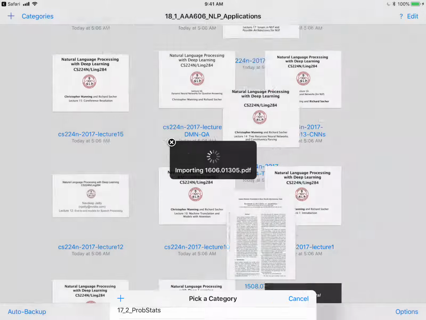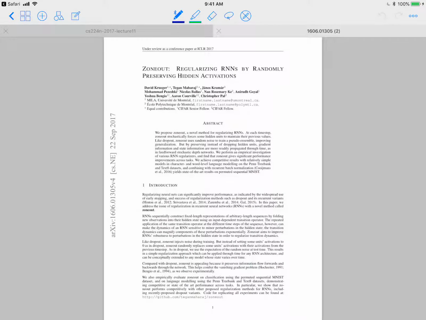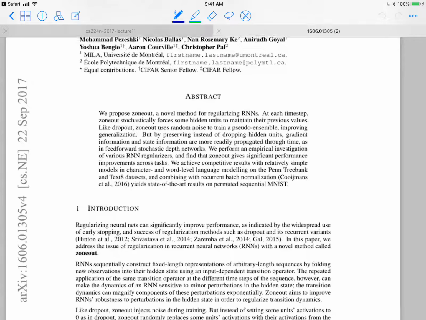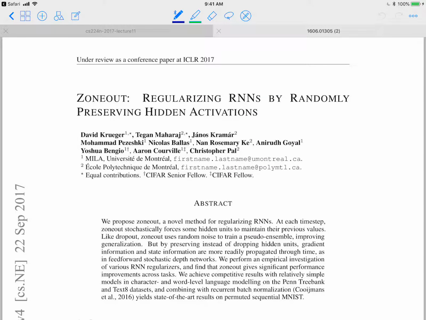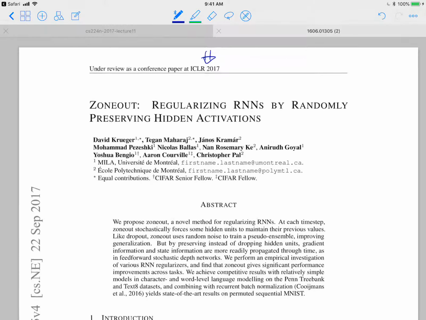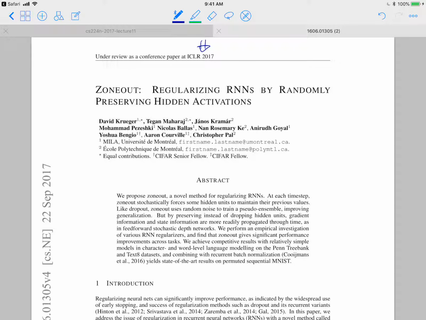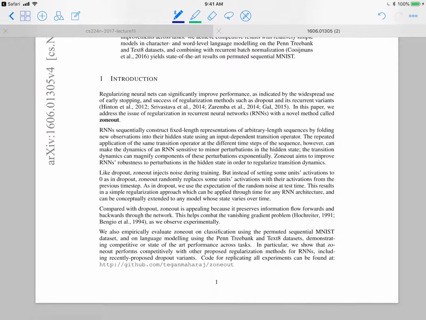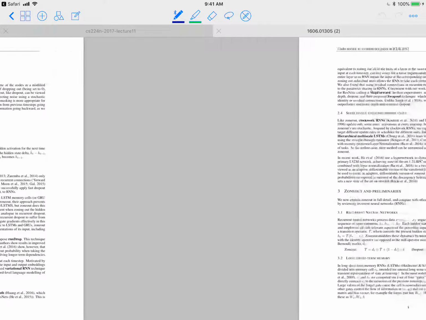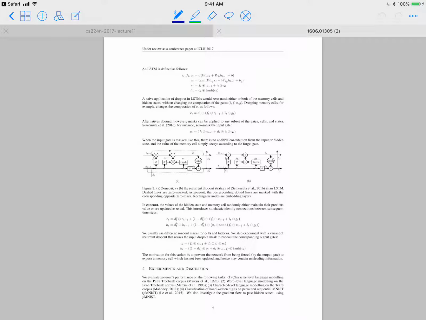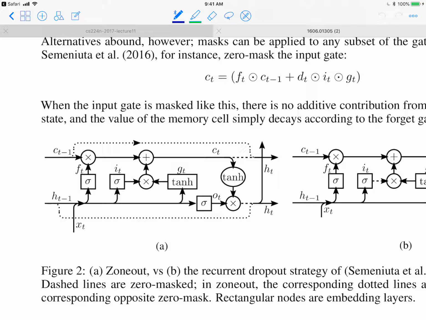Let's see. Oftentimes it is hard to believe that these techniques have been around for a long time, but it was just published only last year. So this one is the benefit of the archive, I think. I think one picture is worth 1,000 words. So this is the zoneout strategy, or technique.